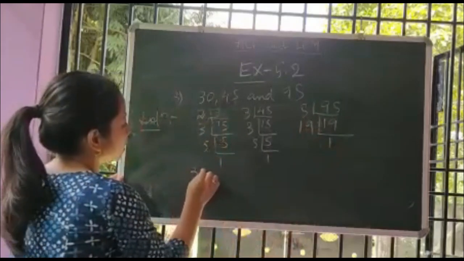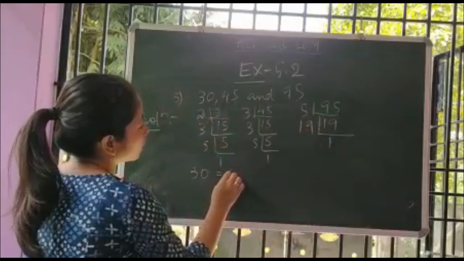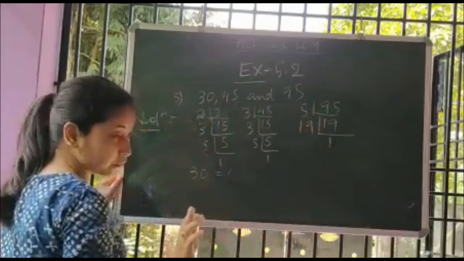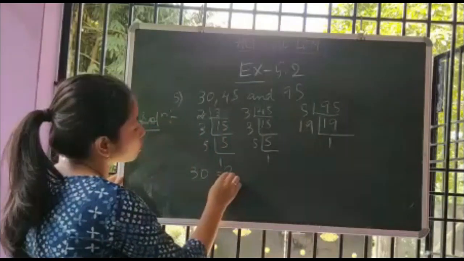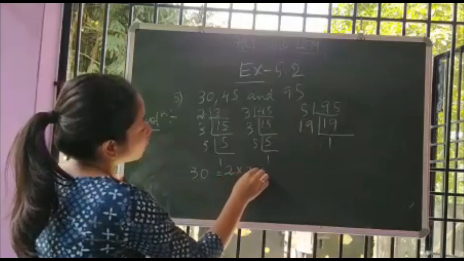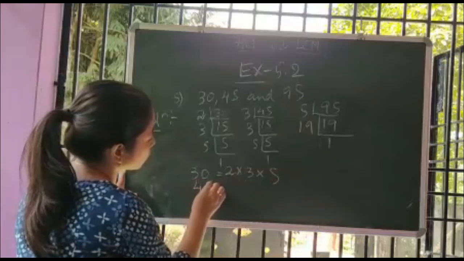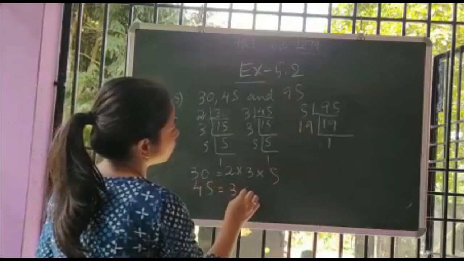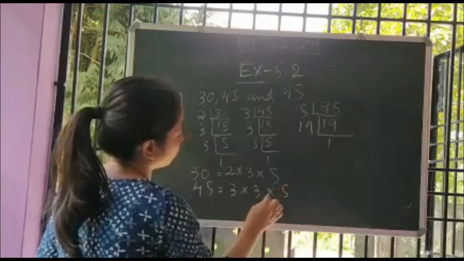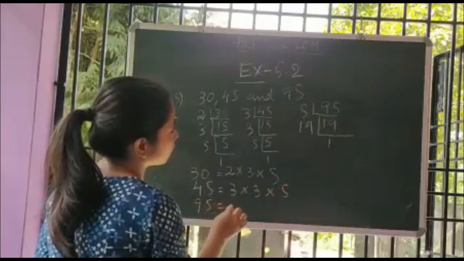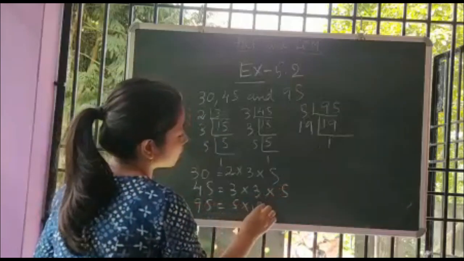Now, I'm very sorry, the prime factorization of 30 equals 2 into 3 into 5. Then the prime factorization of 45 equals 3 into 3 into 5. Then the prime factorization of 95 equals 5 into 19.